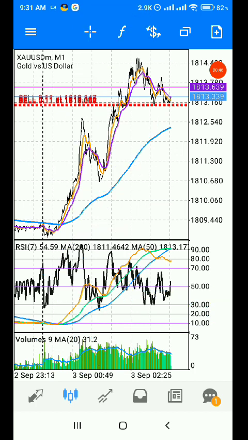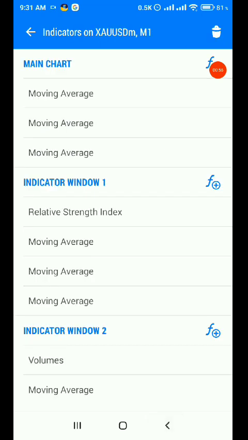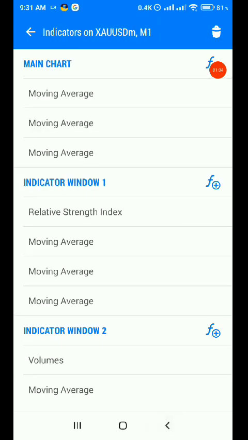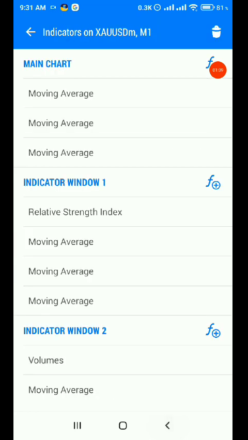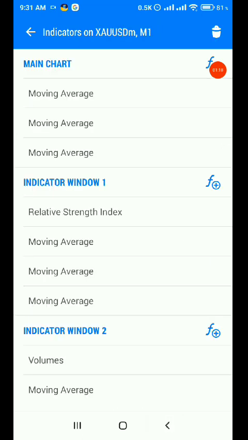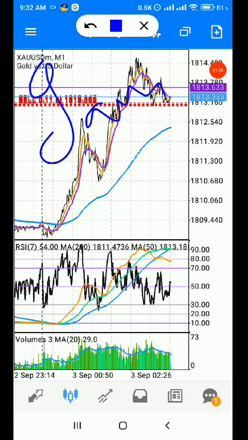So at first I'm showing you the indicators here. You see 200 exponential on the main chart. This is 9 exponential applied to close, orange color. This is 20 exponential, violet color. And this is the RSI, 7 period. And on the RSI window, you have to take 200 as smooth moving average, 50 smooth, and 9 as smooth moving average. Then you have to take a volume indicator on window 2, and then you have to take 20 exponential moving average applied to the first indicator's data.